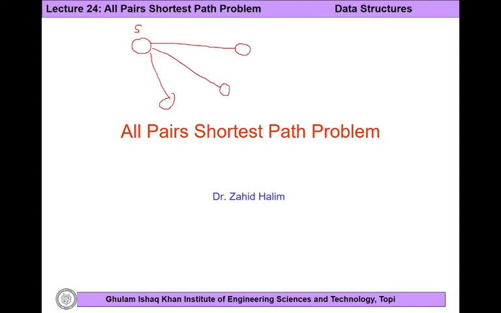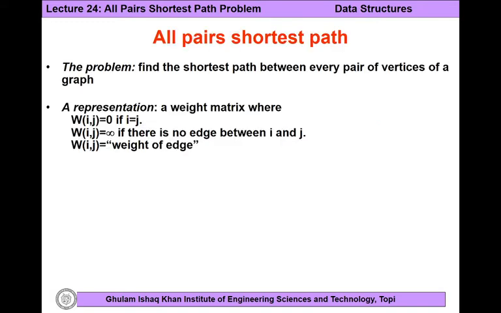But what if we want to find the shortest path from every node to every other node? For such a problem, the algorithm which is used is the Floyd algorithm, and this problem is known as the all pairs shortest path problem.